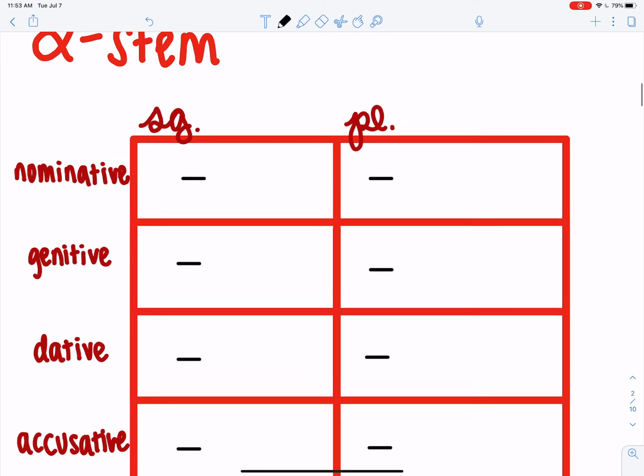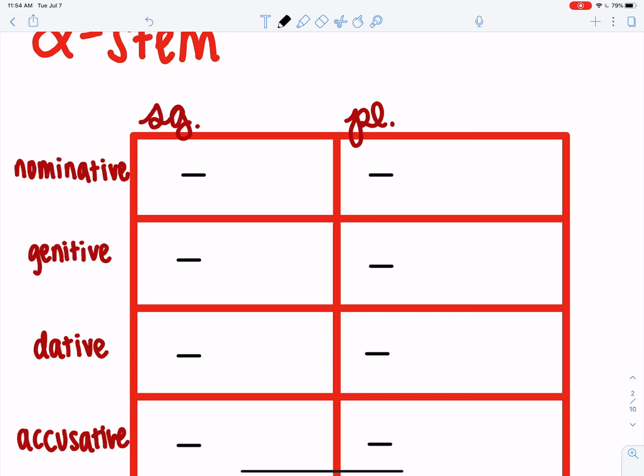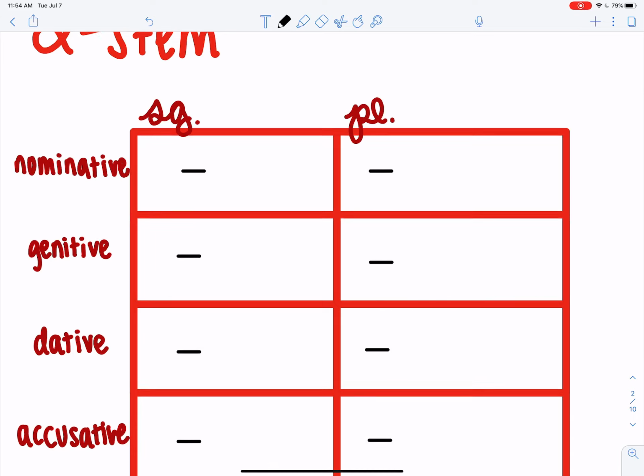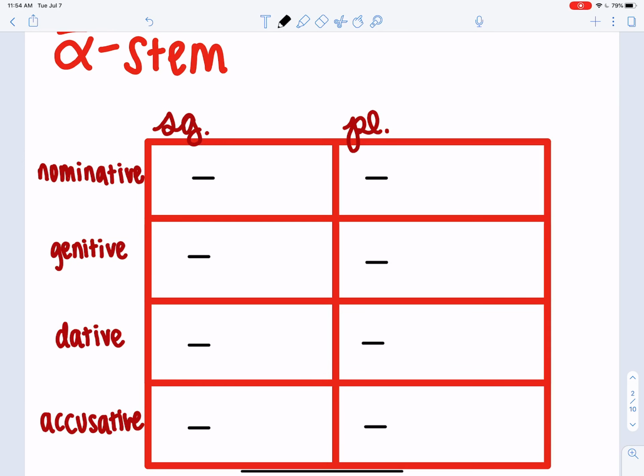So let's get started. For long alpha stem nouns, the nominative singular is alpha, and a noun in the nominative is going to be the subject of a sentence, or just like in Latin, can appear after a linking verb as a predicate nominative. Like if we say, you are my friend, both you and my friend would be nominative.